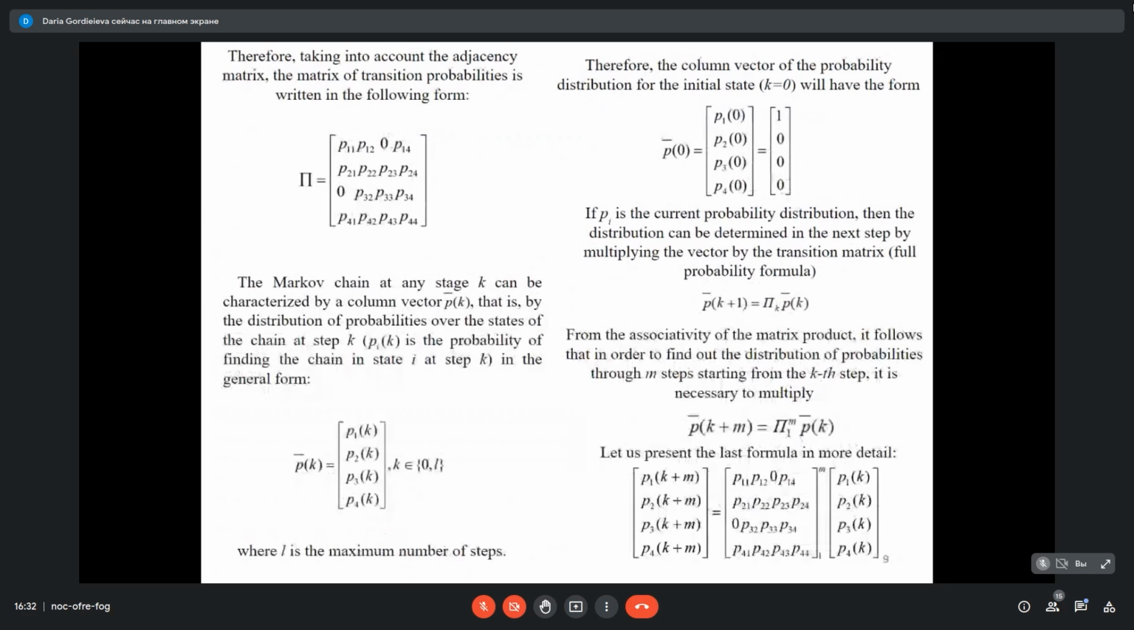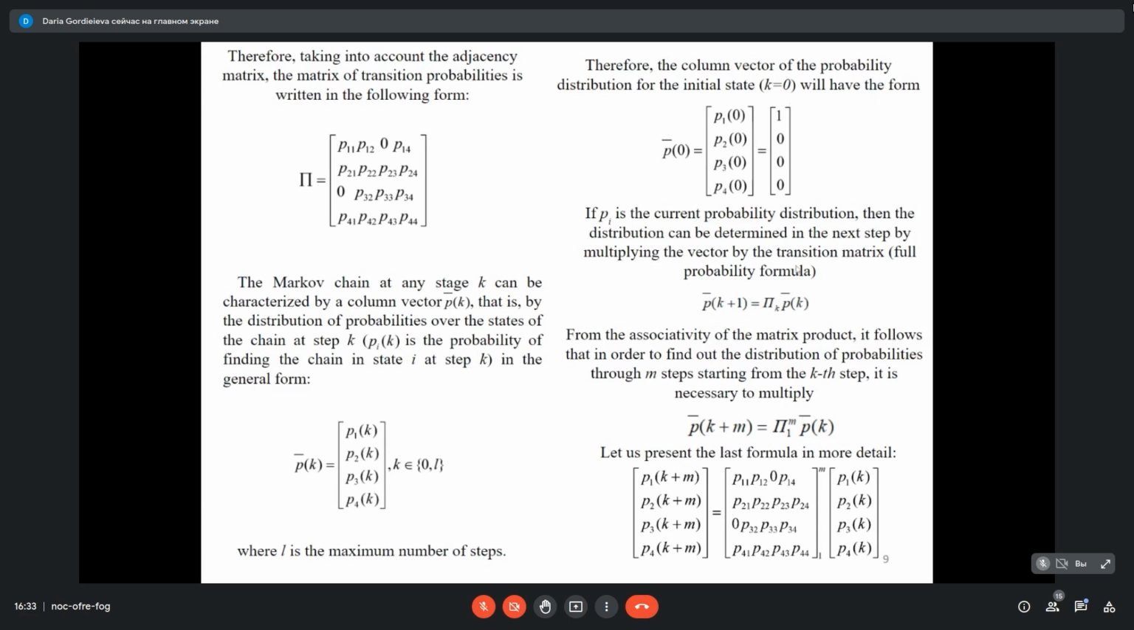Therefore, taking into account the adjacency matrix, the matrix of transition probabilities is written in the following form. The Markov chain at any stage k can be characterized by a column vector, the distribution of probabilities over the states of the chain at stage k in the general form. Therefore, this column vector of the probability distribution on the initial states looks like this.